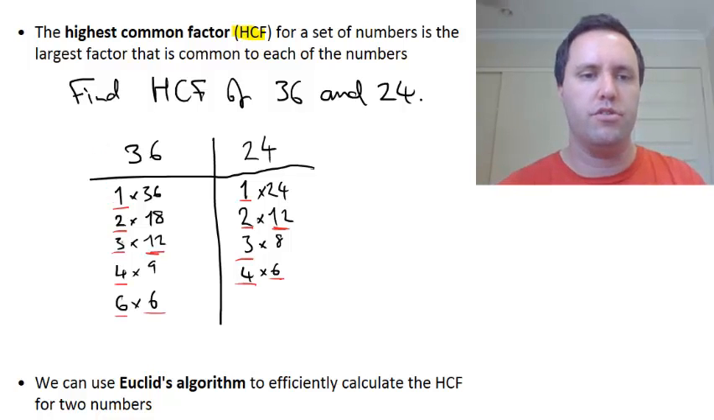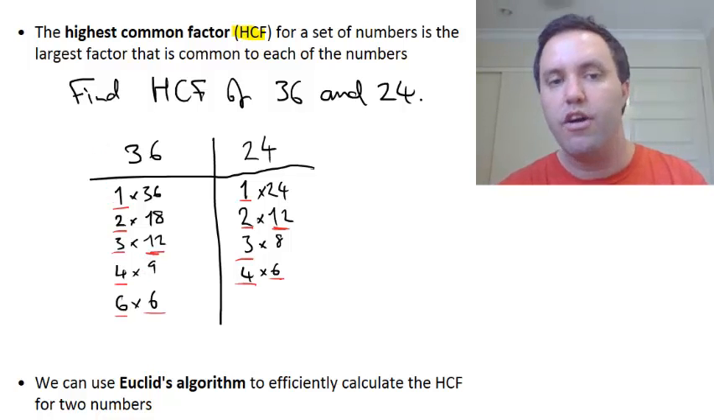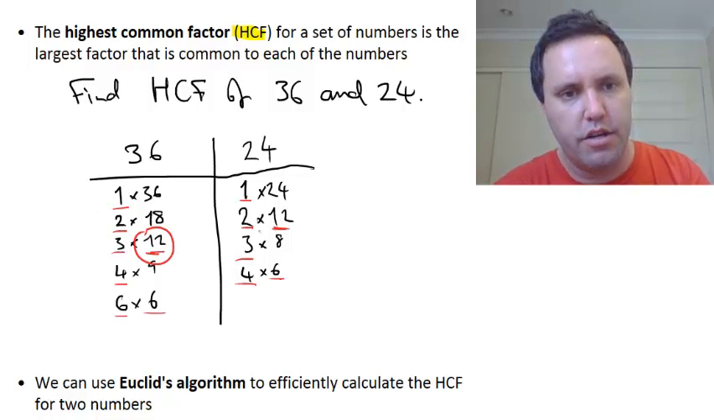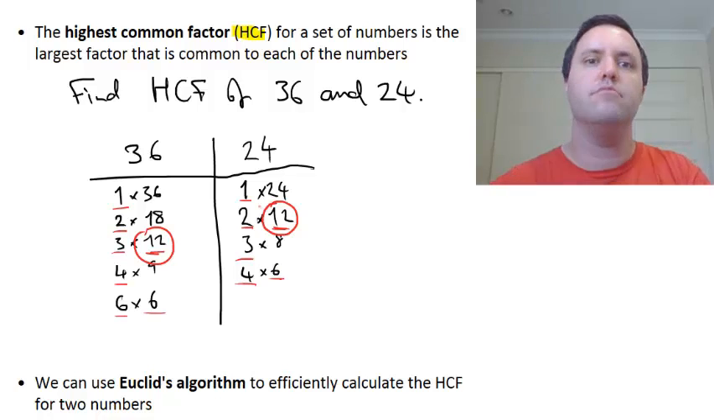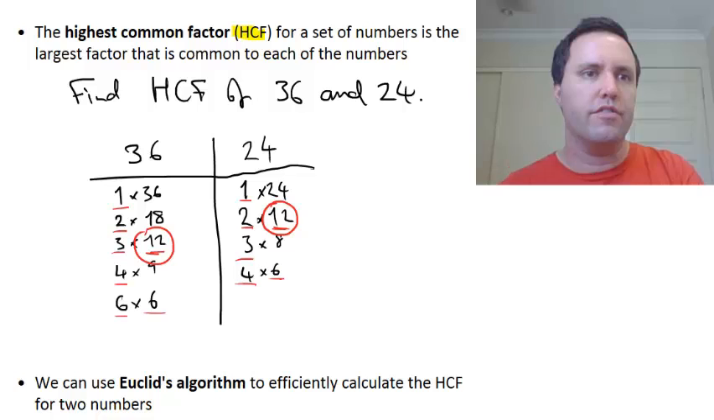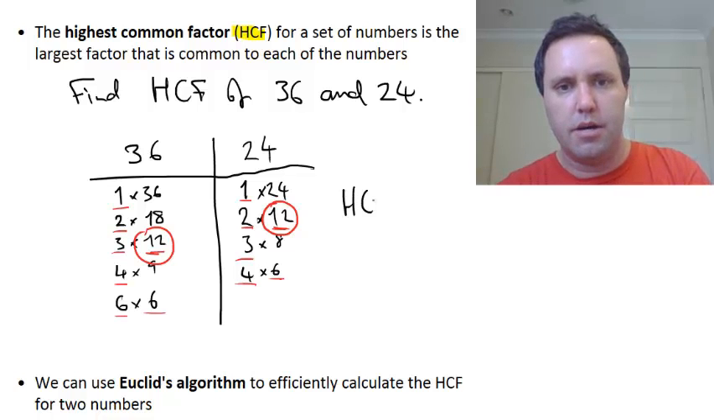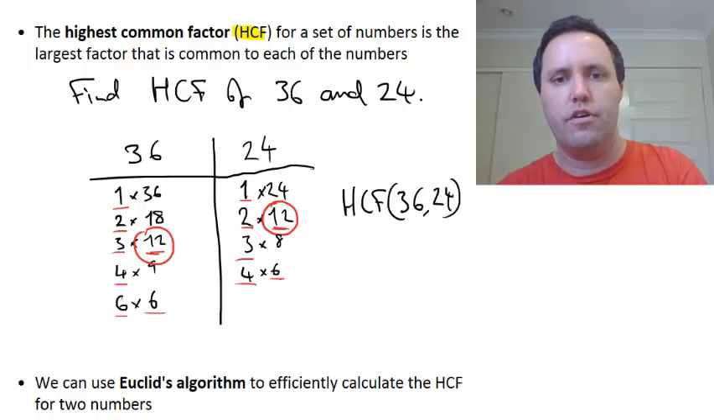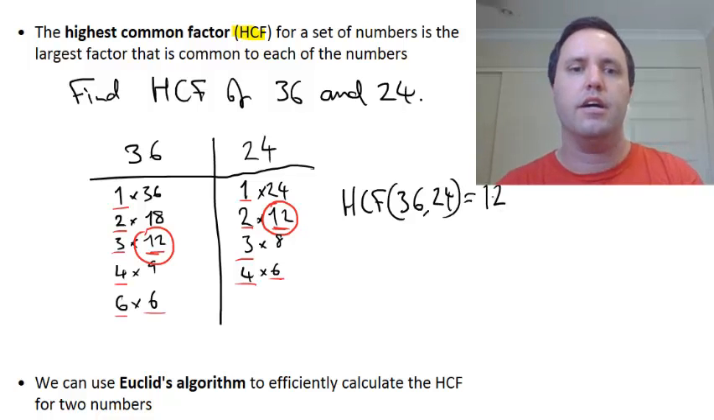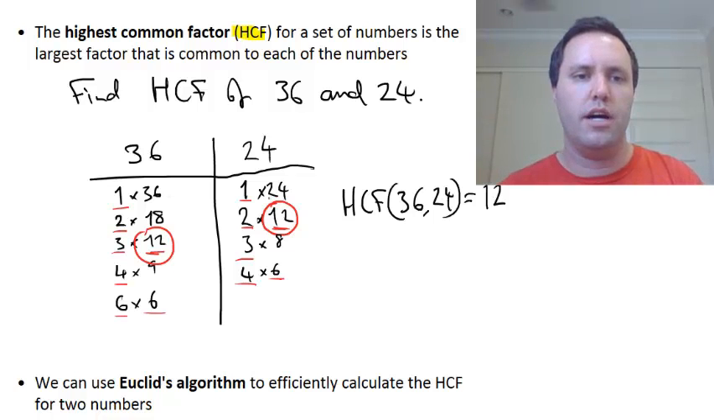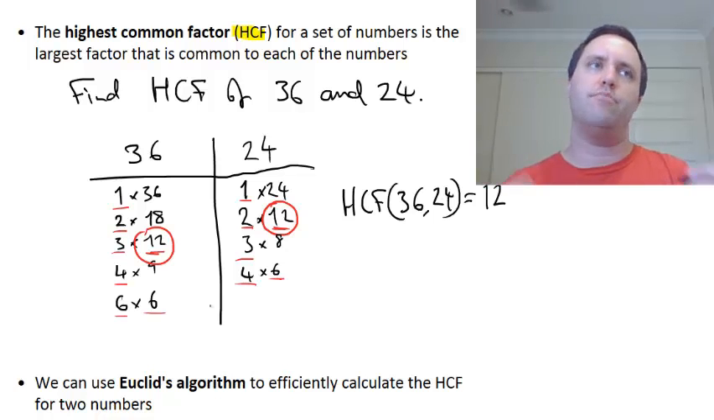So between 1, 2, 3, 4, 6, and 12, what is the highest number out of that? Well, the highest number would be 12. So we circle 12. Done. Now then we could write off to the side, highest common factor of 36 and 24 is equal to 12. Now I'd really like to see, if you're going to do this method, to make sure you list out all the factors of each, because that's part of what we're getting you to do.